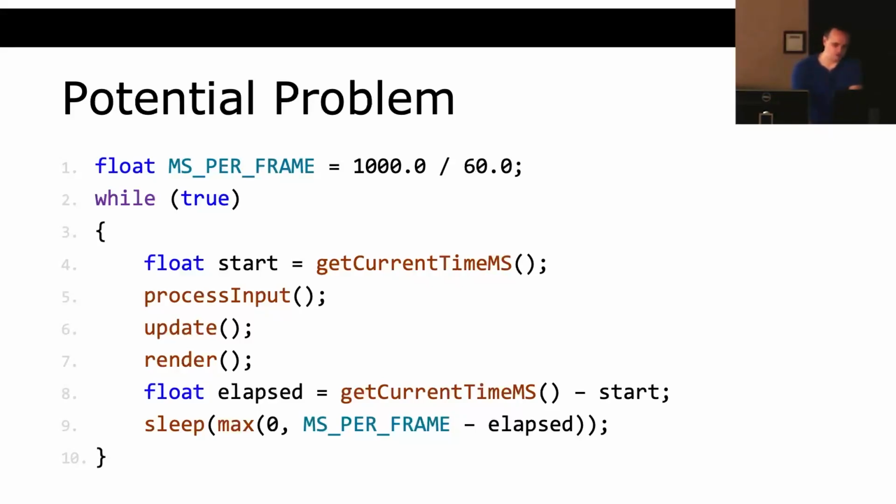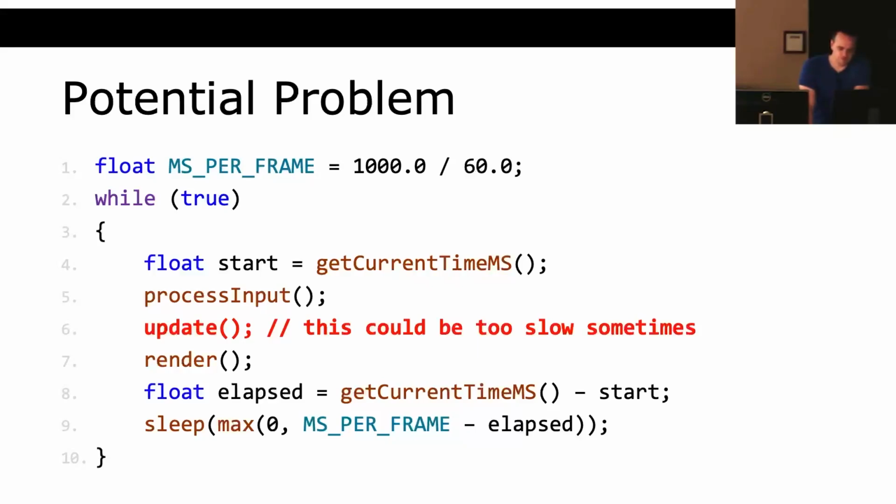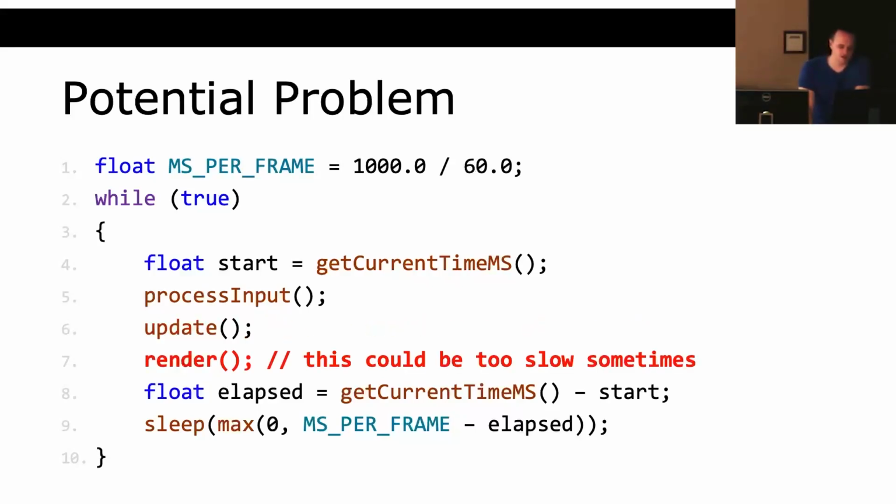So this can have a potential problem, and the potential problem is this. This could be too slow sometimes. Typically, your input processing is not going to be too slow. This could be too slow if you've got a bunch of physics or AI or whatever running in your game. In that case, I don't know what to tell you. You're just going to have lag in your game.